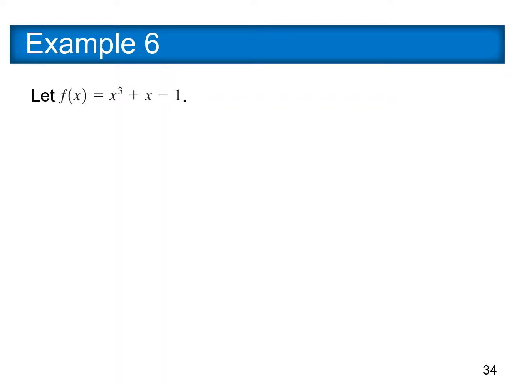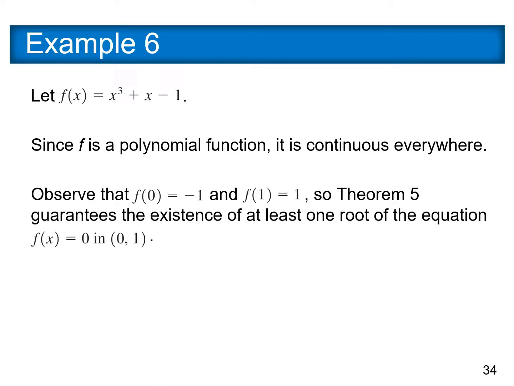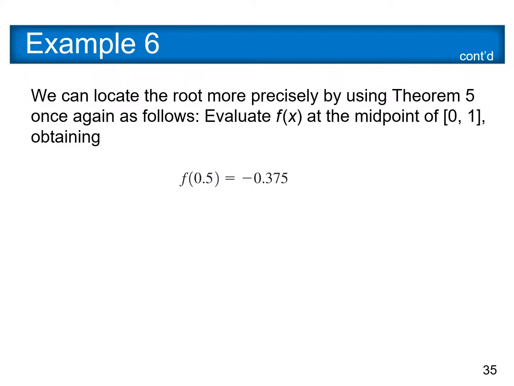Now, I have another example, and as you can see here, I have my function once again, x cubed plus x minus 1. Since the function is polynomial, it is continuous everywhere, and in this case I can actually track it down better. If I evaluate the function at 0, I get minus 1. If I do it for 1, I get 1. So theorem 5 also grants me that there must be at least one root or one 0 in the interval between 0 and 1.